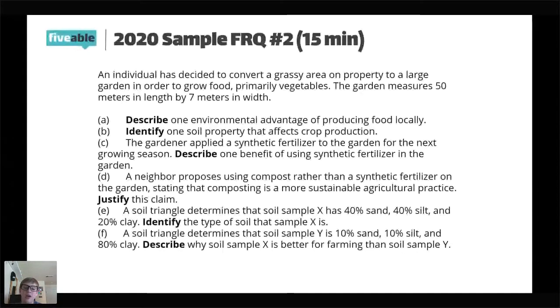All right, so Part E. A soil triangle determines that soil sample X has 40% sand, 40% silt, and 20% clay. Identify the type of soil that sample X is.